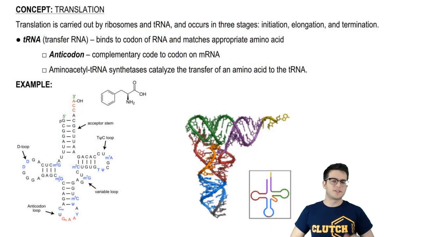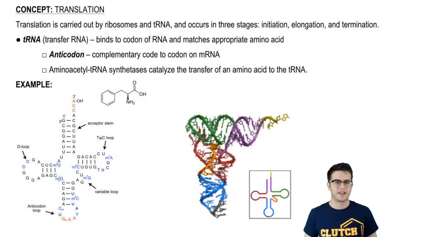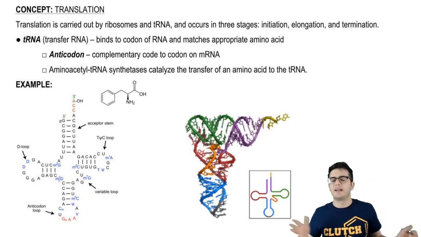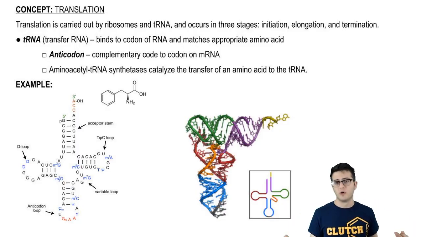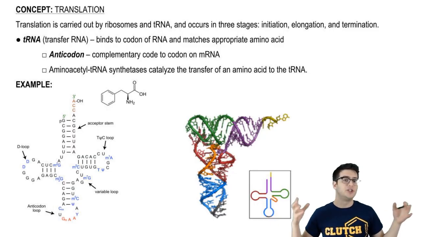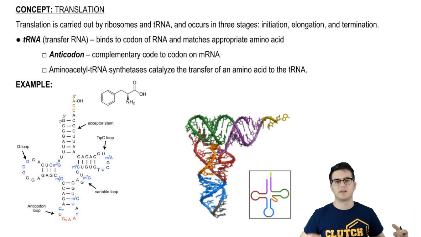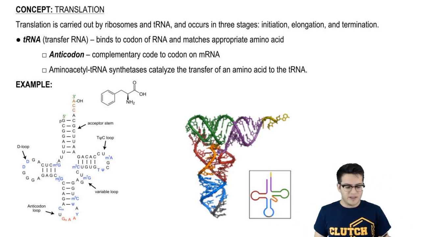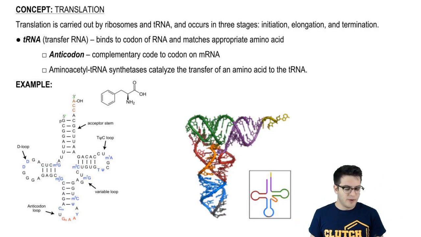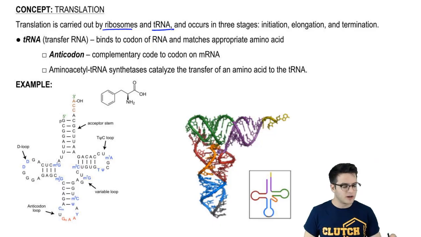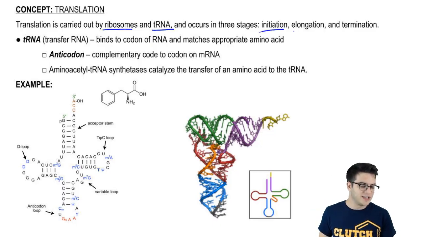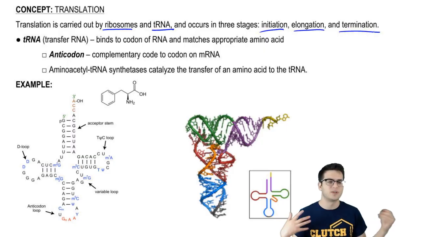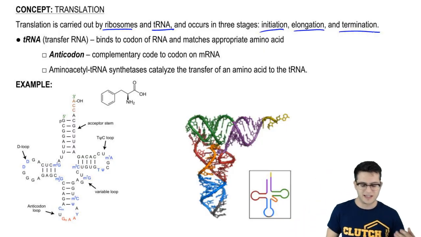So first, let's talk about the machinery that's involved in translation. Now we know that our mRNA transcript is going to provide the code for how to build the protein, but we need the machinery, or the factory, so to speak, that's going to actually churn out that protein and read that code. So translation is carried out both by ribosomes and tRNA. And again, it's going to occur in three stages: initiation, elongation, and termination. Those same three stages that we see coming back again and again.